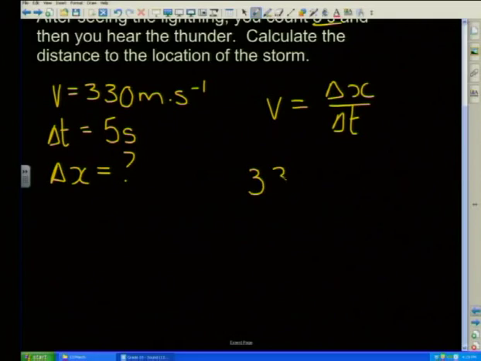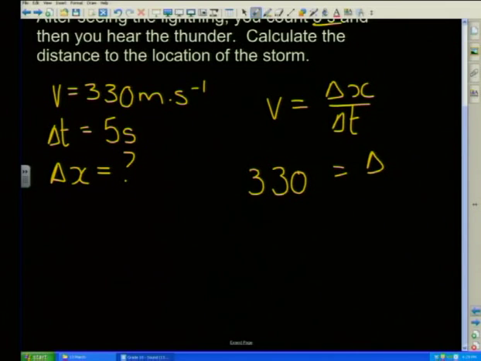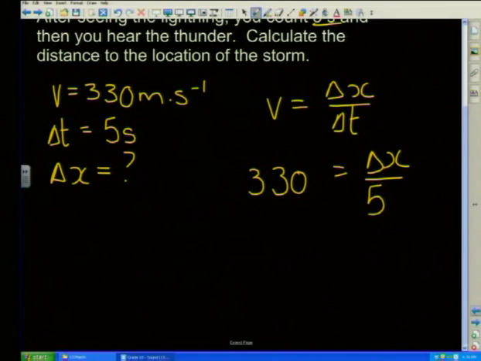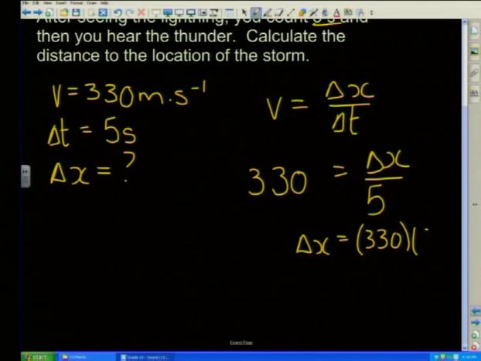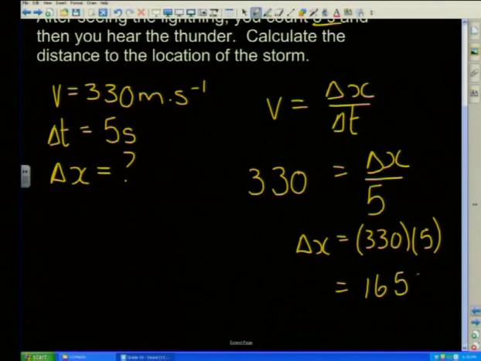So, my velocity is 330, I want delta x, and my time is 5. Now it's a maths problem. I hope you realize all we're doing is taking the 5 over, so we'll get 330 times 5, and I've already worked it out because I can't do that in my head.